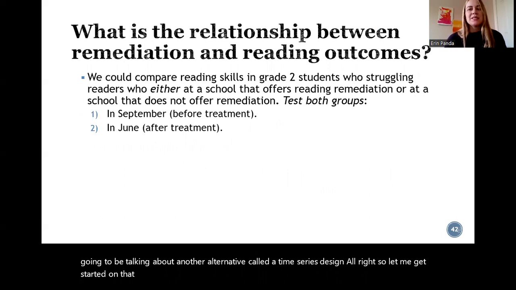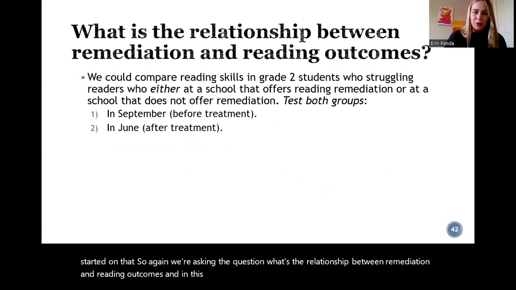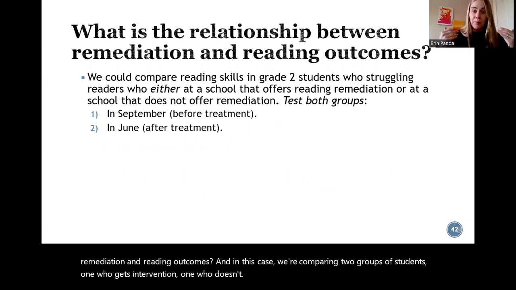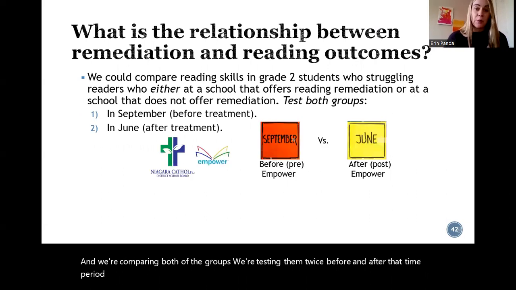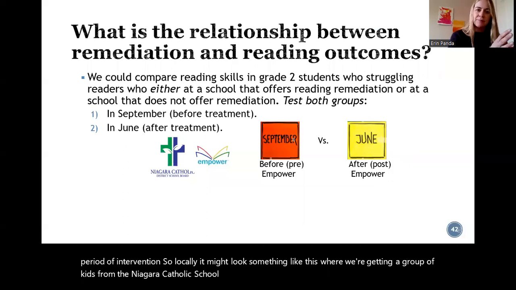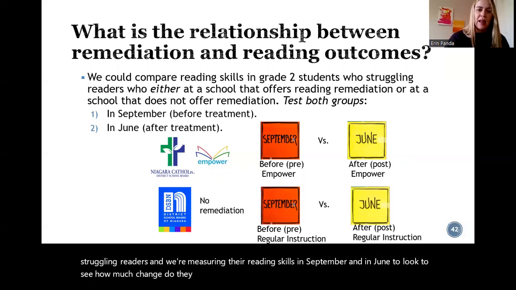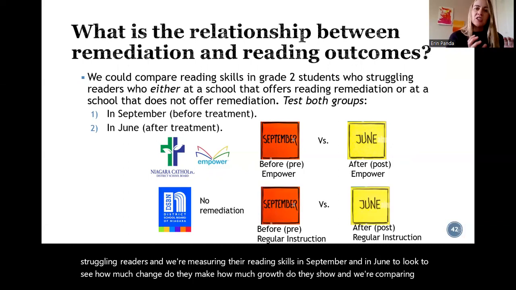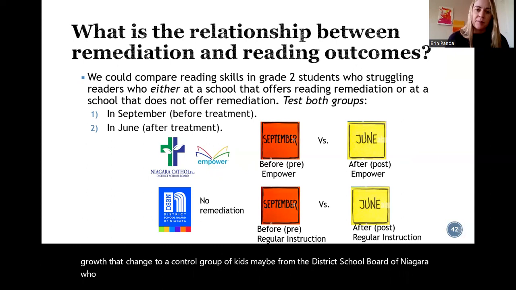So again, we're asking the question, what's the relationship between remediation and reading outcomes? In this case, we're comparing two groups of students, one who gets intervention, one who doesn't. And we're testing both of the groups twice, before and after that time period of intervention. Locally, it might look something like this, where we're getting a group of kids from the Niagara Catholic School Board that get intervention. They're identified as struggling readers, and we're measuring their reading skills in September and in June to see how much change they make, how much growth they show. And we're comparing that growth, that change, to a control group of kids, maybe from the District School Board of Niagara, who sadly do not receive remediation.